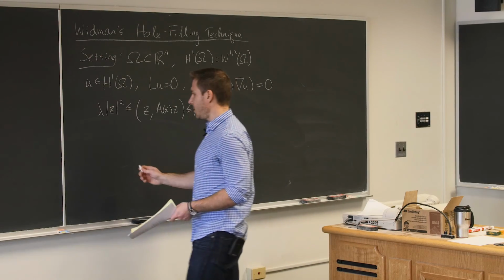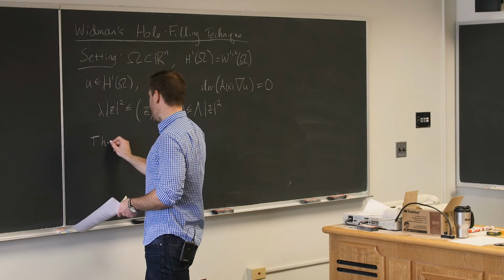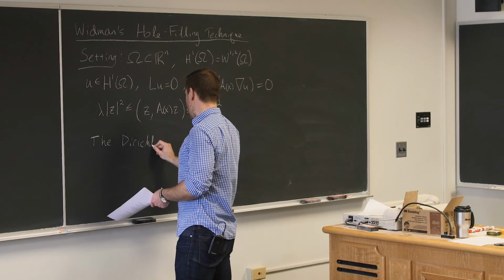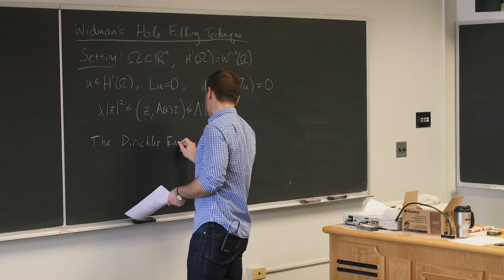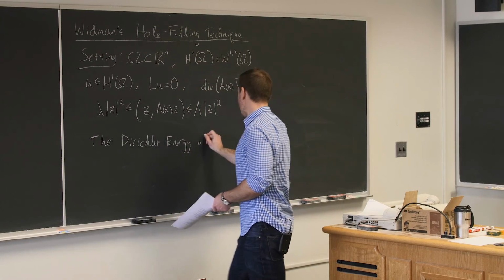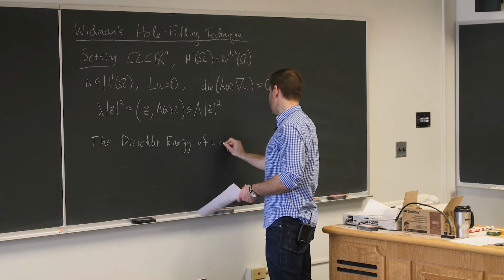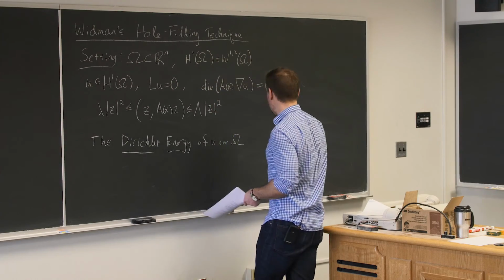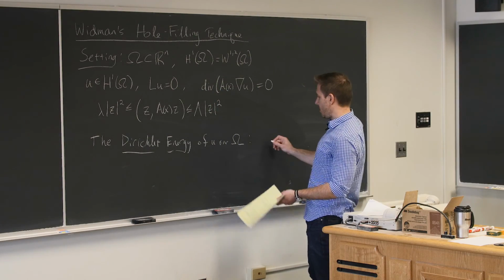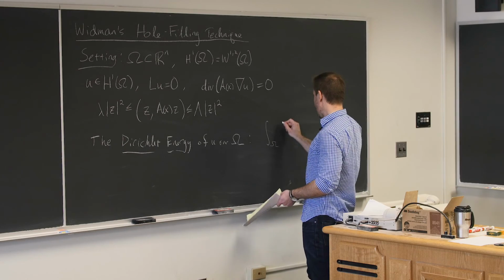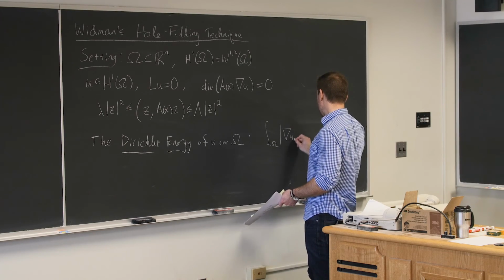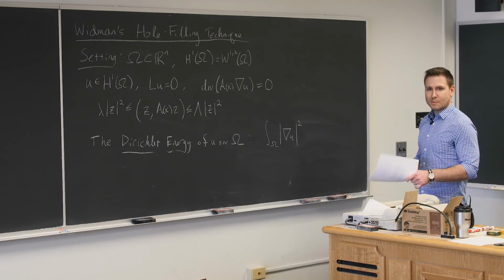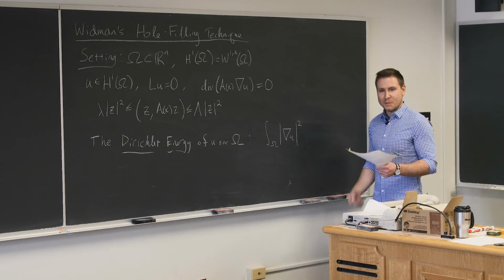And then the other thing to point out here is what we're going to be talking about in general is the Dirichlet energy of u over Omega. And this is going to be given by the integral of |grad u|^2 over Omega. Have you guys seen this before? This is something that's probably super not new to anyone but me.